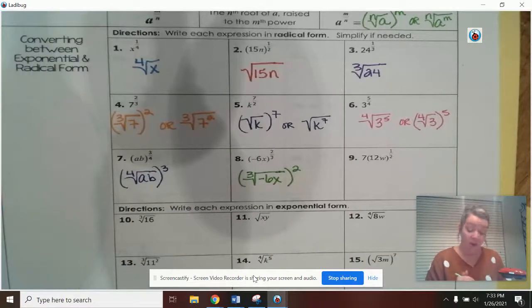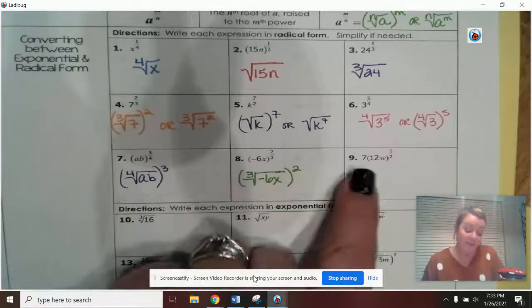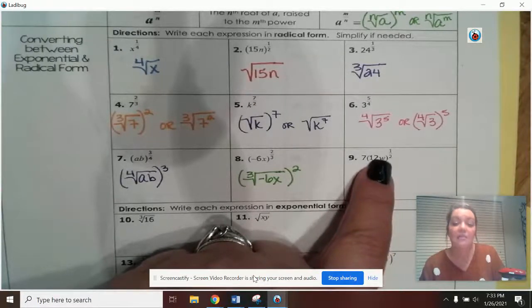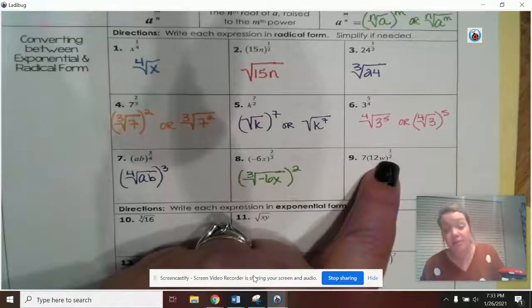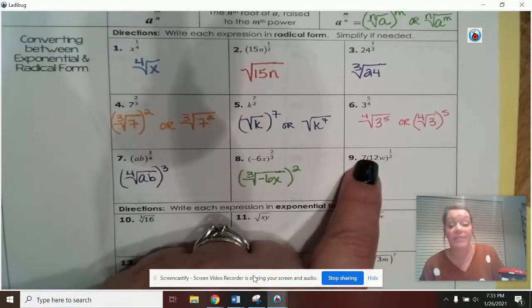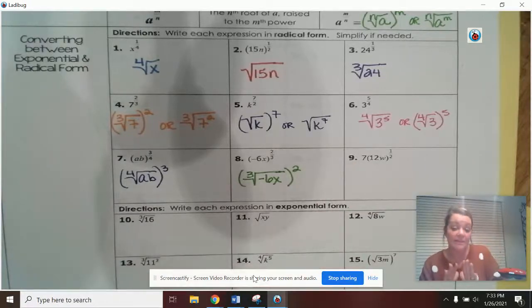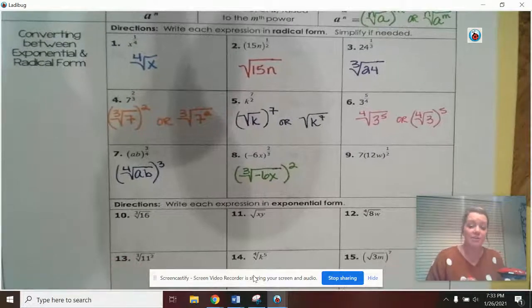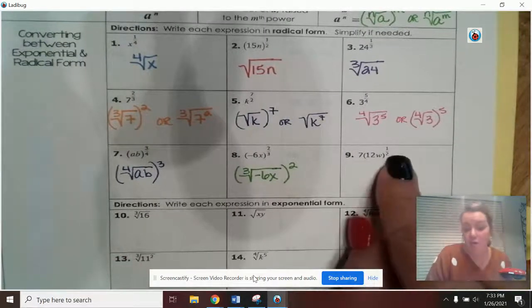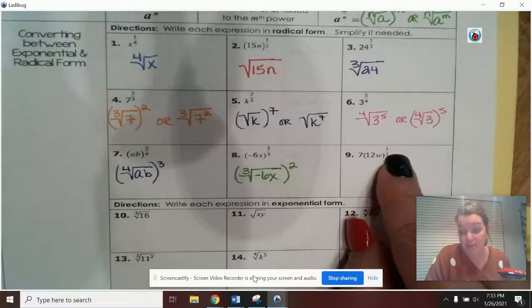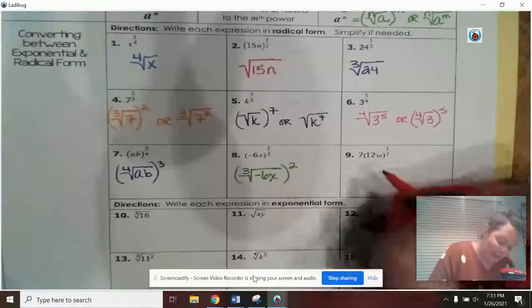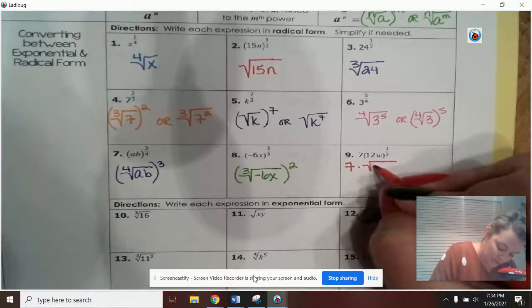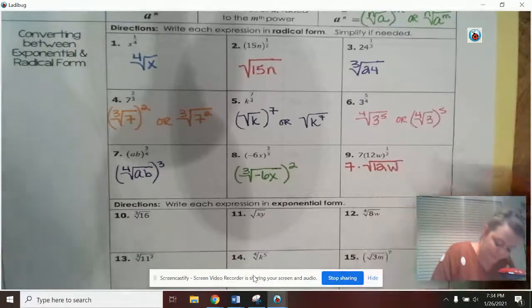Oh, this one's a little bit harder because I have this 7 out here that doesn't have anything to do with my rational exponent, okay? The 12 is being raised to the 1/2. The w is being raised to the 1/2, but the 7 is not. So we just kind of have to leave it there and work it through with our answer as we move along. So when I do this one, I know something raised to the 1/2 means it's a square root, okay, because the number on the bottom is the root. So I'm going to say 7 times the square root of 12w.